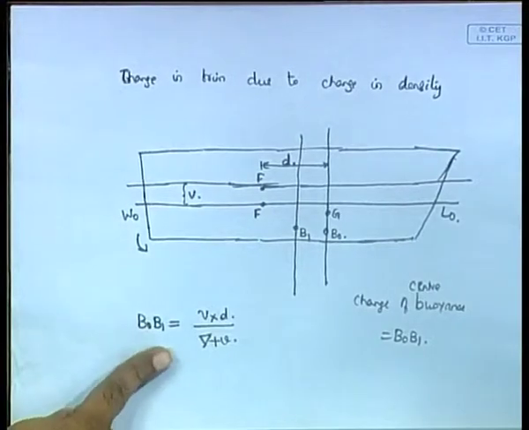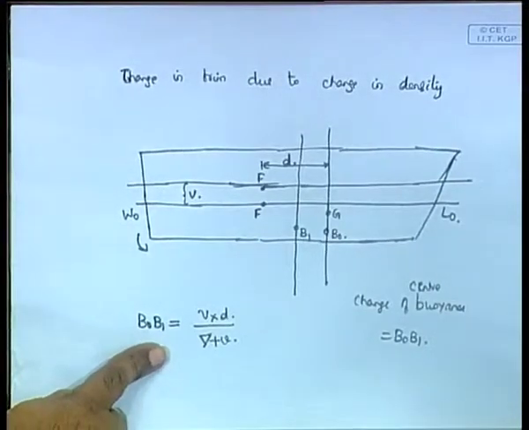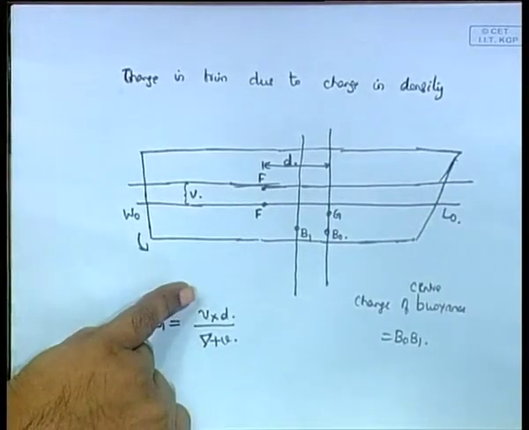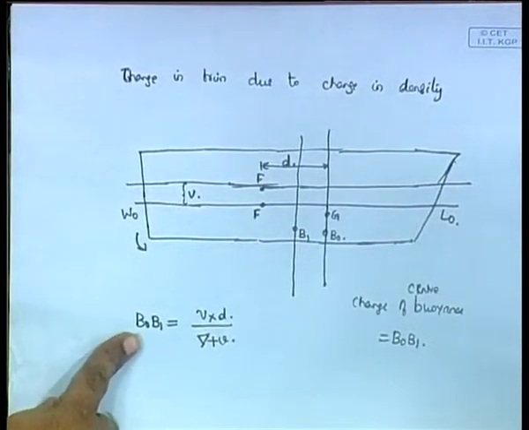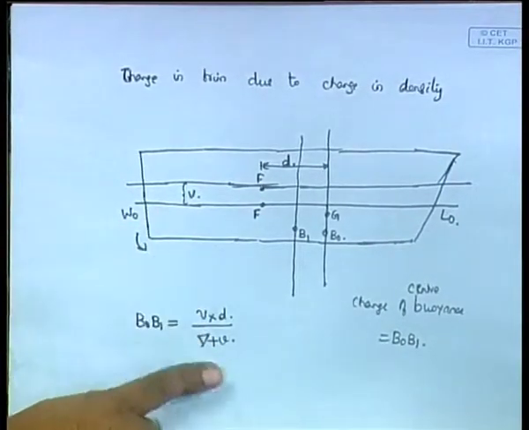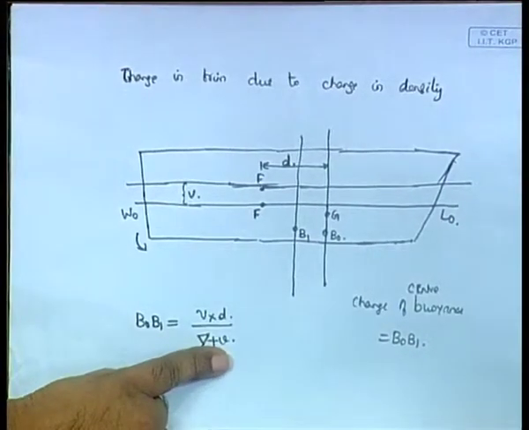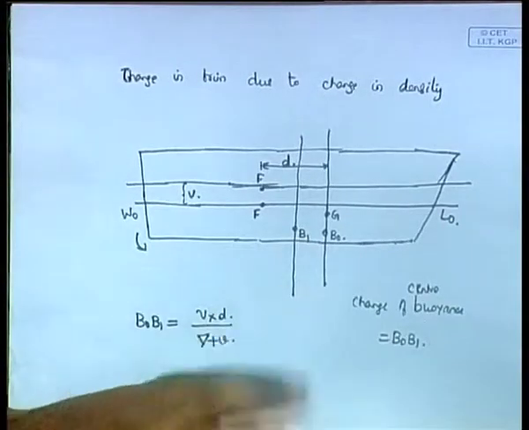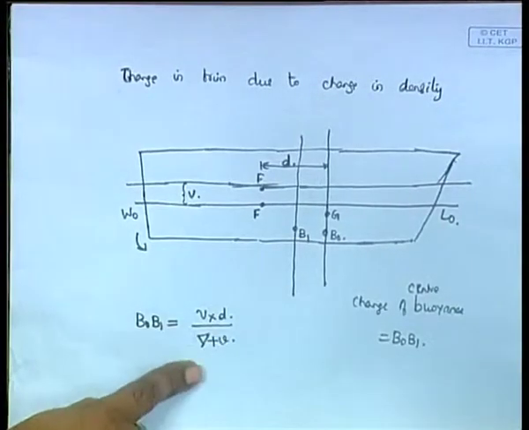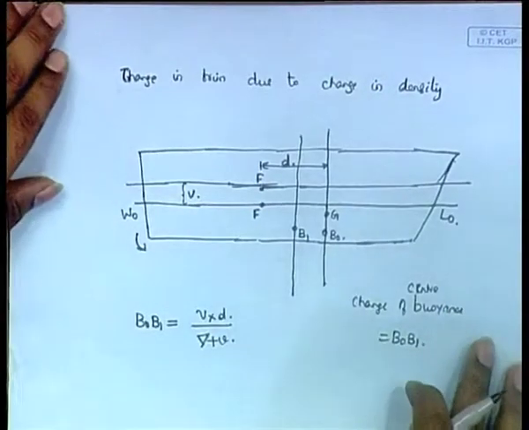So as a result the center of buoyancy moves B0B1, it's just like the center of gravity. The center of gravity has shifted from G0 to G1 by that same thing. Del is the initial displacement volume of the ship. So del plus v is the final displacement volume of the ship. So v into d will give you the shift in the center of buoyancy.